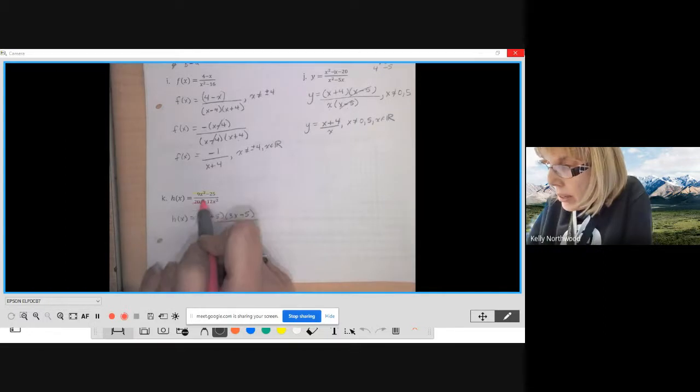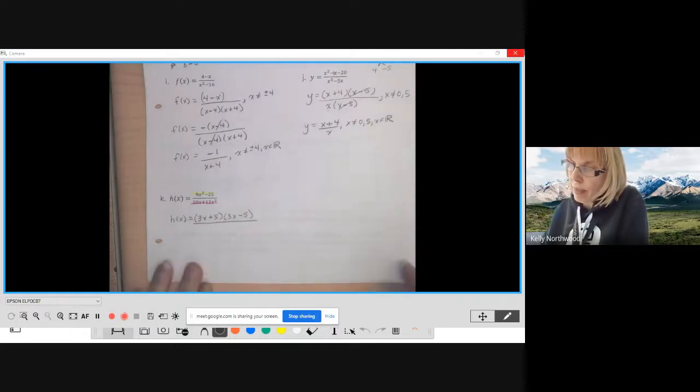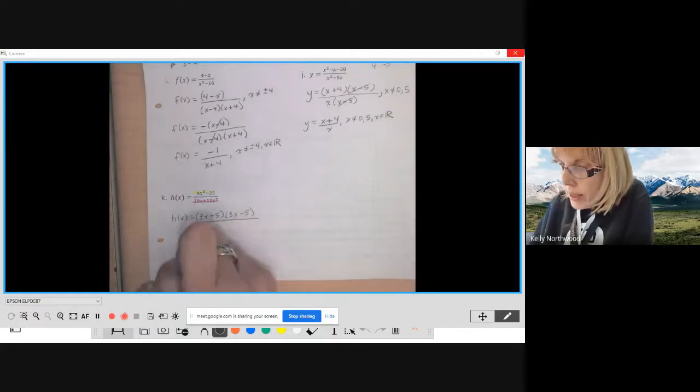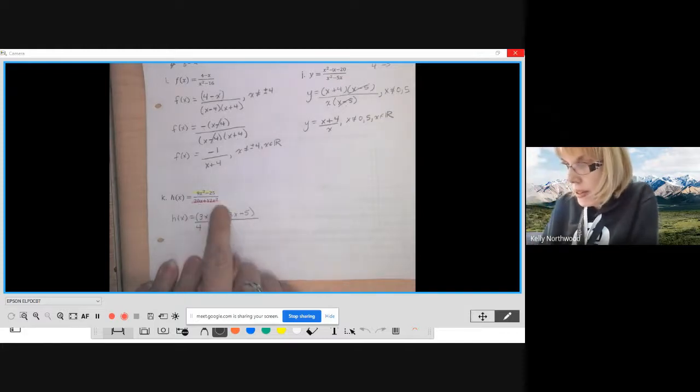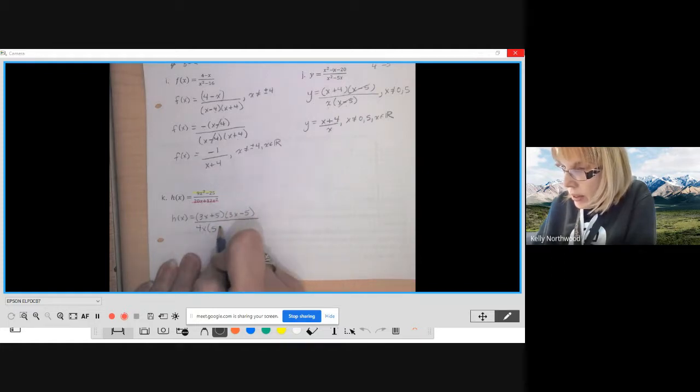Looking at the denominator, is there a common factor? Yes. 4 is the biggest number that goes evenly into 20 and 12, and then there's an x in both of them. 20x divided by 4x is 5. Positive 12x squared divided by 4x is positive 3x.